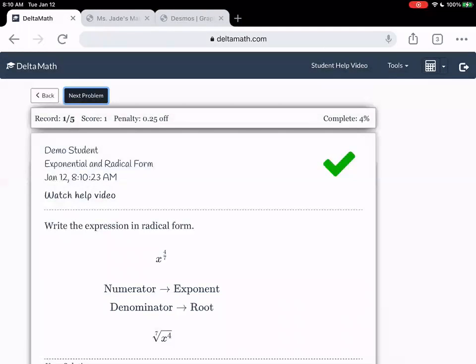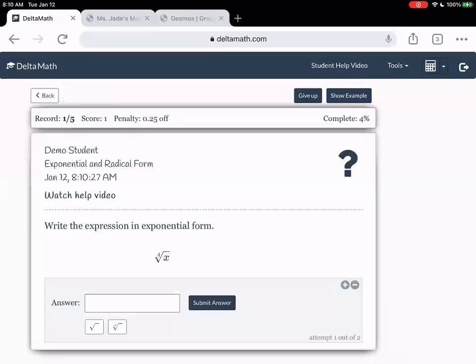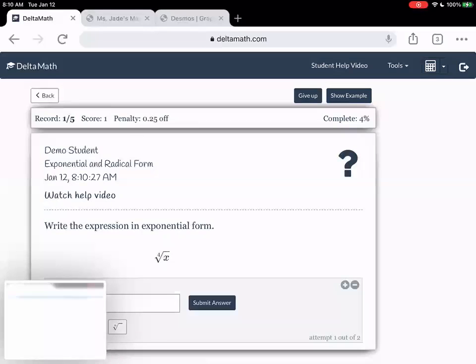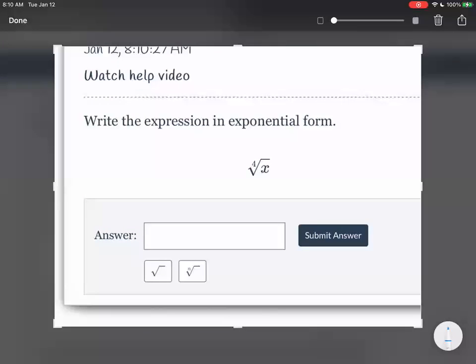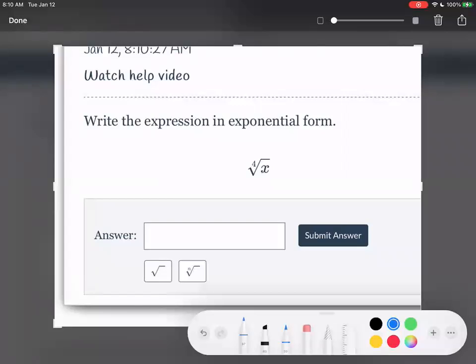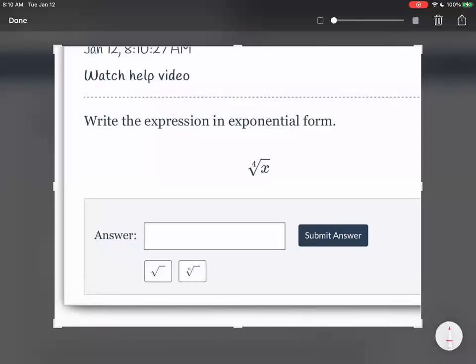Okay, let's do another example. This time we're writing it in exponential form. Cool, so we get to do both ways. I think I used red for the root. So if there's a 4th root, then that means we want x to the power of something over 4. So it's a 4th root, so the denominator of our exponent must be 4.